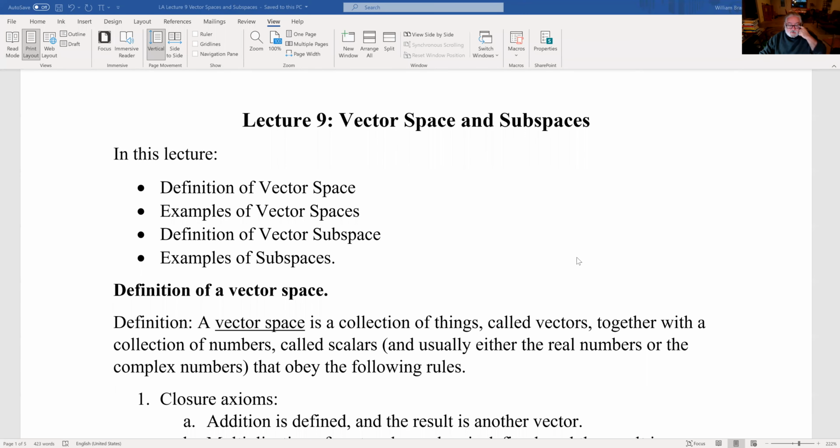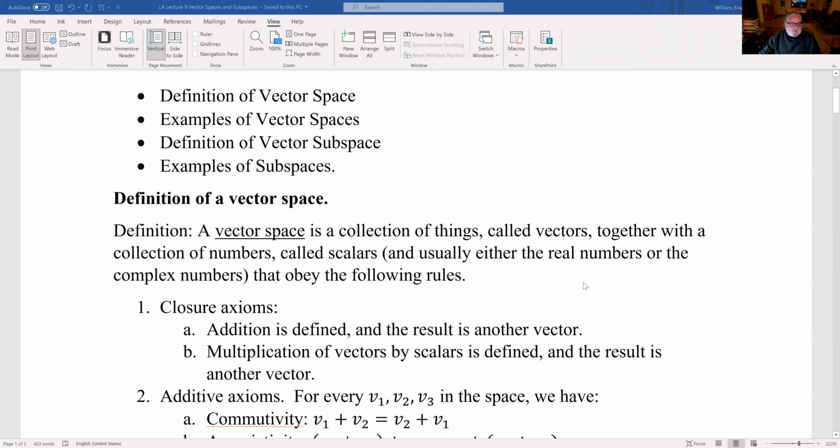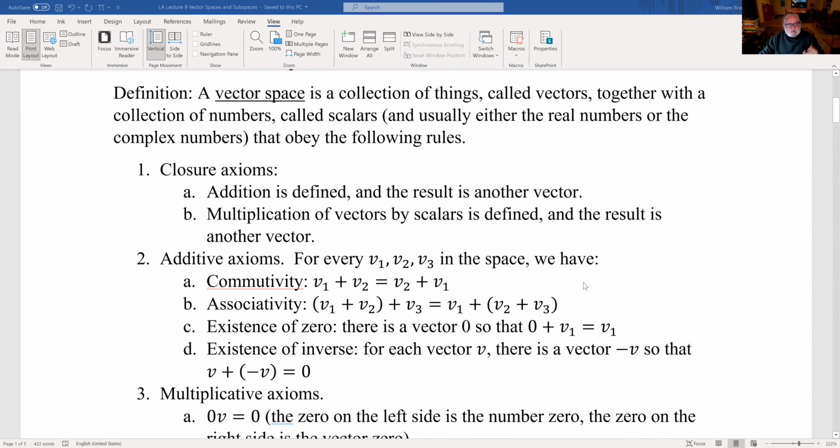Okay, so lecture 9, vector space and subspaces. So define what a vector space is, give some examples, define what a vector subspace is, and give some examples. So a vector space is a collection of things. This is the definition. It's a lot of words.